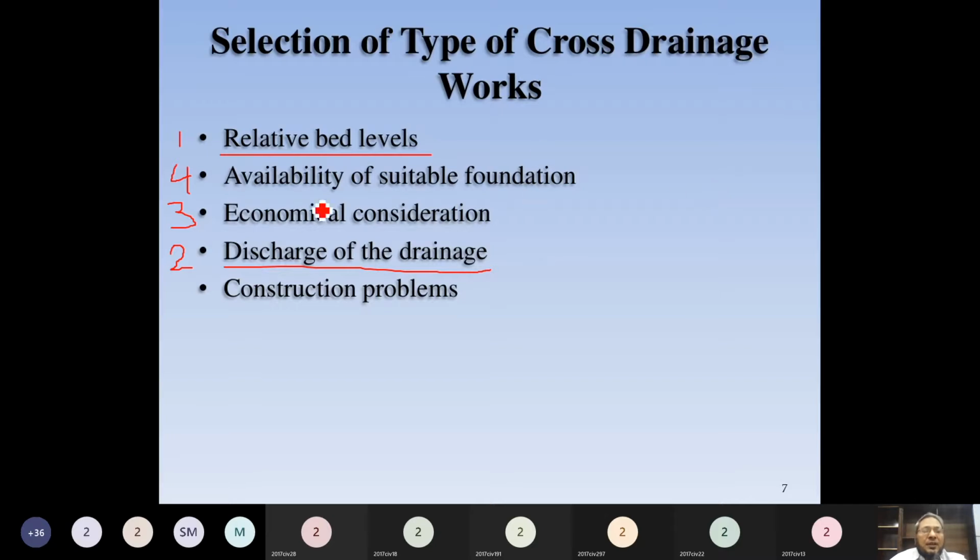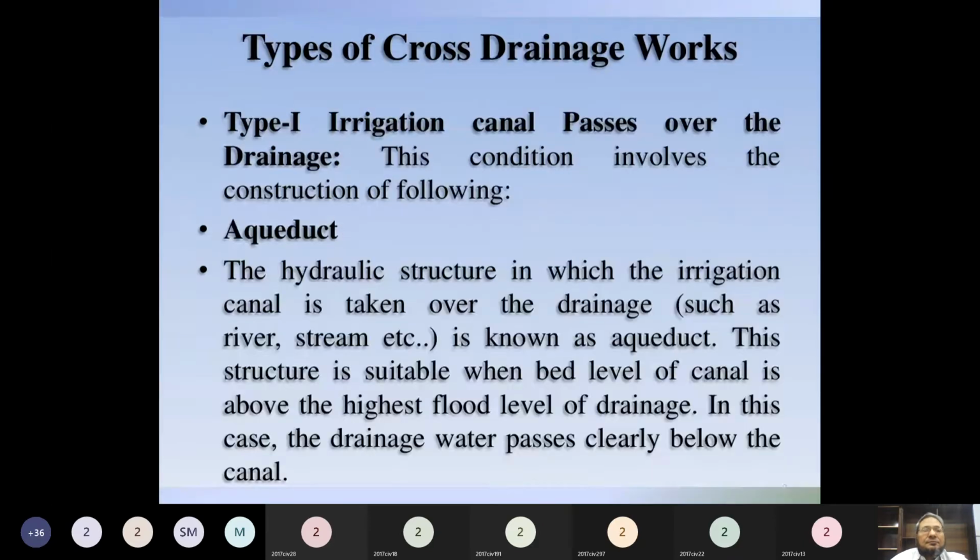And then number 5, there may be some construction problems at site, maybe climatic factors, rainfall, etc. And sometimes during construction, if there is a lockdown, these are some practical problems which may come across during the construction process. Now let us discuss in detail all these six cross drainage structures.